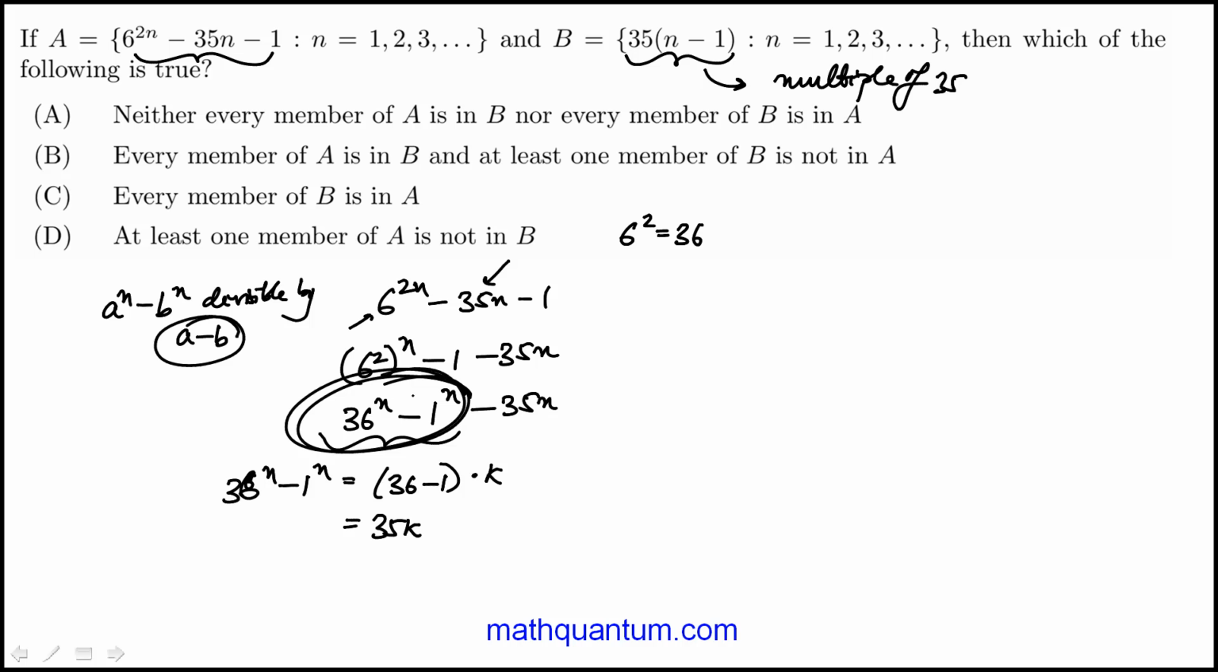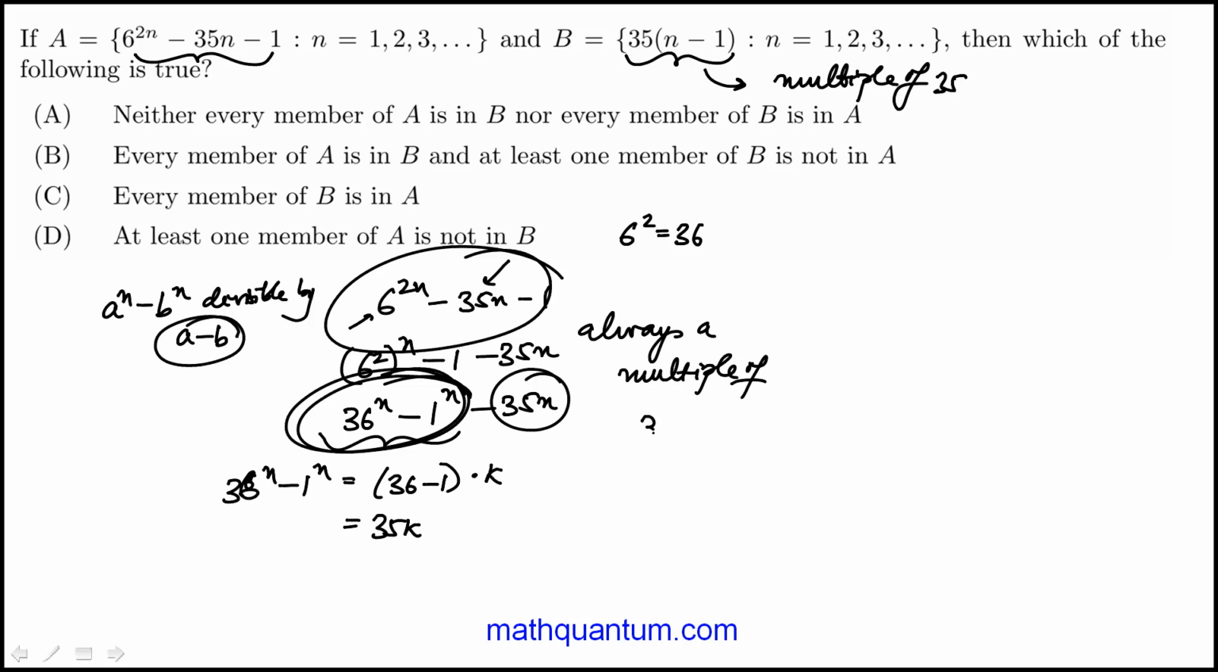So that piece is always a multiple of 35. This is a multiple of 35. That means this is always a multiple of 35. We also know this is also a multiple of 35. So now we just have to see which of these categories is satisfied.